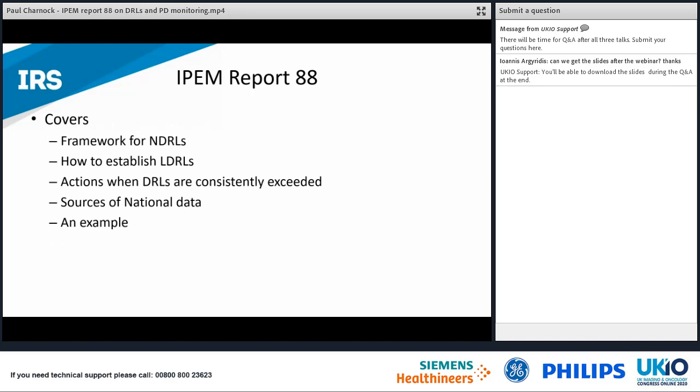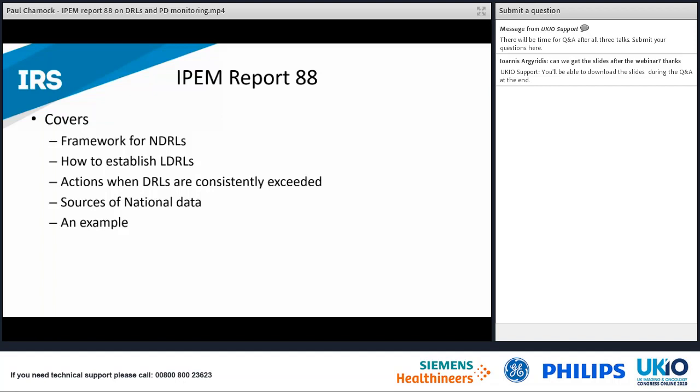The document itself was fairly concise, and looking at the contents page, we have a framework for national diagnostic reference levels, and then the bulk of the document, how to establish local diagnostic reference levels. There's a chapter on actions when local diagnostic reference levels are consistently exceeded. This is a phrase from IRMER that we'll come back to. But also included are sources of national data. And at the end, in an appendix, there is an example of diagnostic reference level implementation.